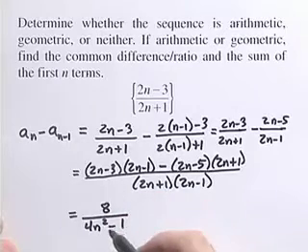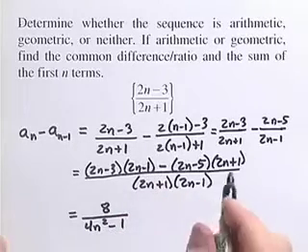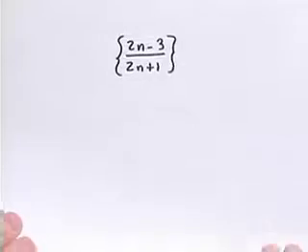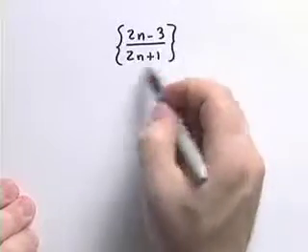This is not a constant, and so we can say that this sequence is not arithmetic. Next, we're going to check to see if the sequence is geometric. So again, here is our general form.